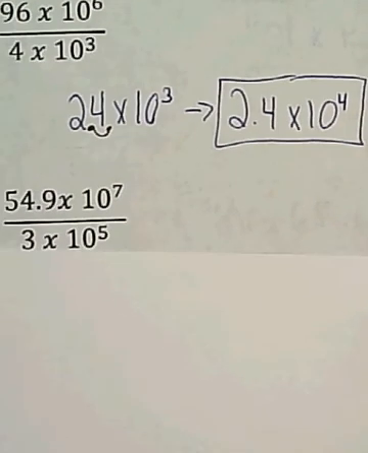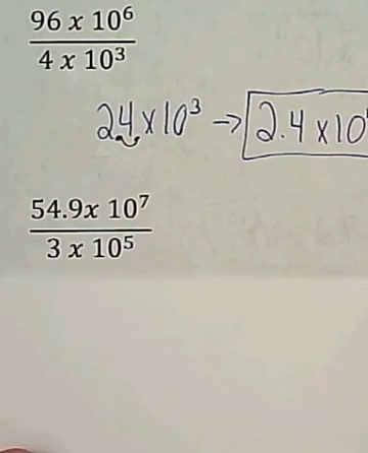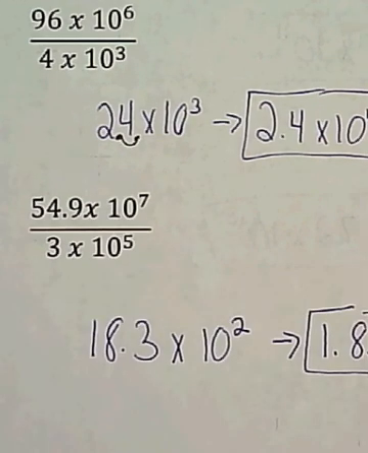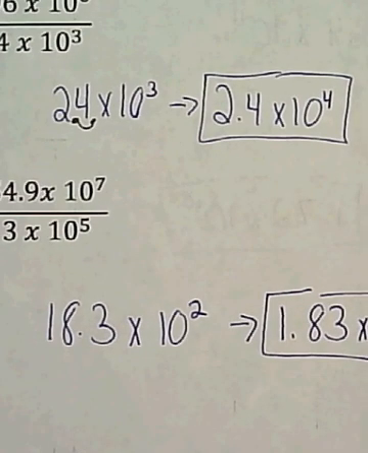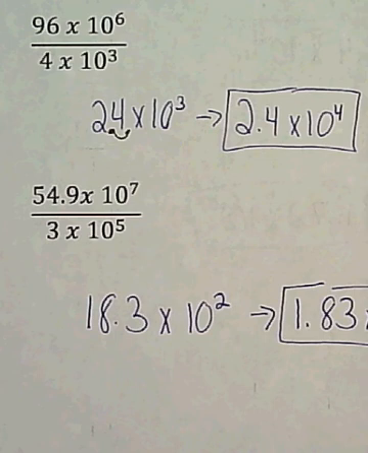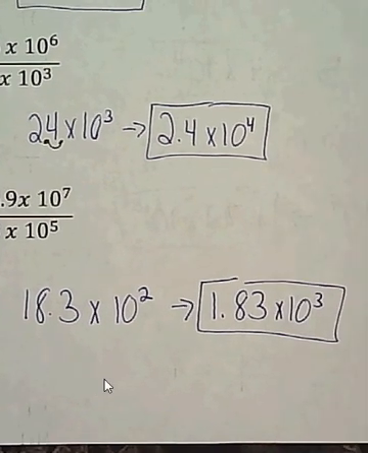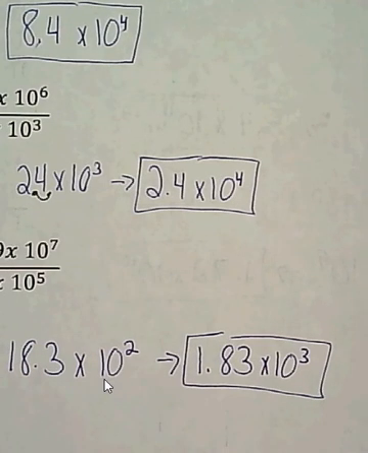54.9, move it over a little bit, sorry. 54.9 times 10 to the 7th divided by 3 times 10 to the 5th. Okay, you should have gotten originally 18.3 times 10 to the 2nd, and in the end, with proper scientific notation, you should have gotten 1.83 times 10 to the 3rd. Okay, so I hope that makes sense, and we're going to be practicing this a little bit more in the future. Good job.